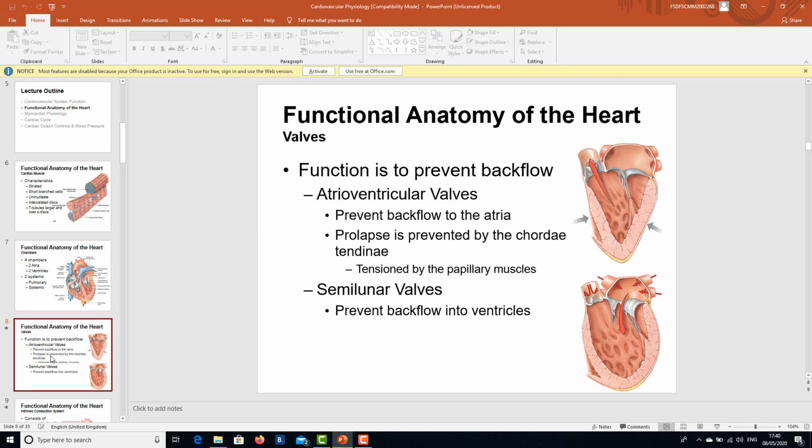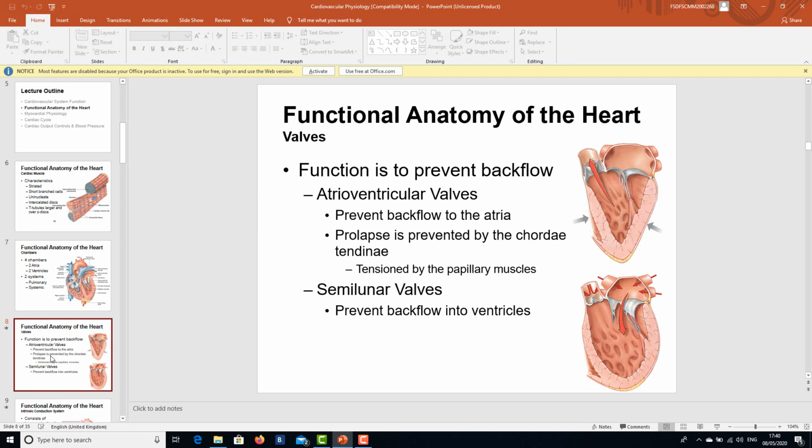We have the atrioventricular valves and the semilunar valves. What are the functions of the atrioventricular valves? Their function is to prevent backflow to the atria. Prolapse is prevented by the chordae tendineae, and the tension is maintained by the papillary muscles.